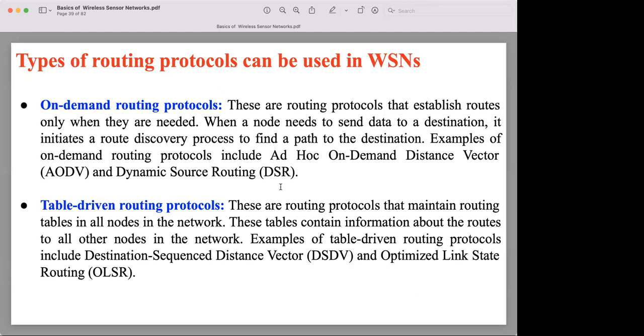And when you require to transmit the data, you can transmit the data. Another is the table-driven routing protocol. That means in that case, routing protocols maintain the routing tables in all the nodes in the network. That means each node has the information about the other nodes. You have the routing information. Whenever you have the data, you can start transmission of the data.